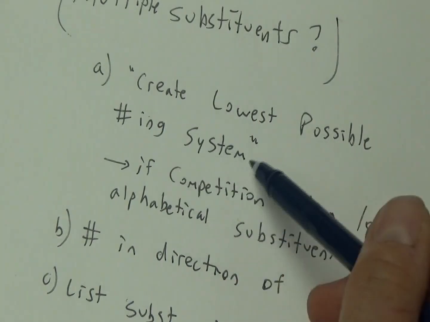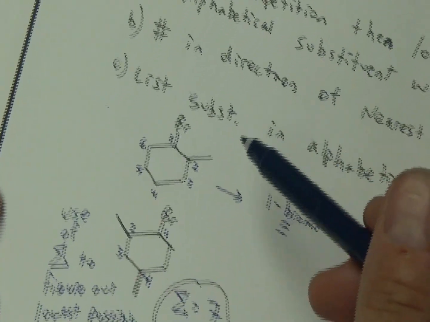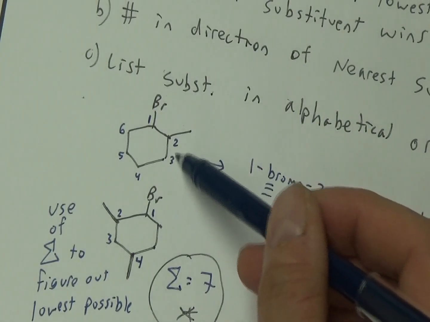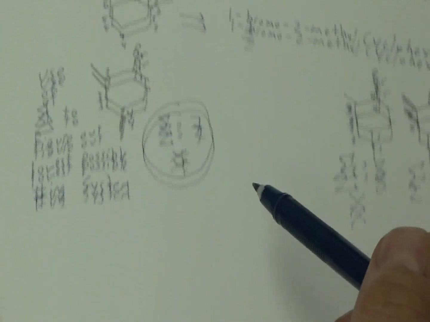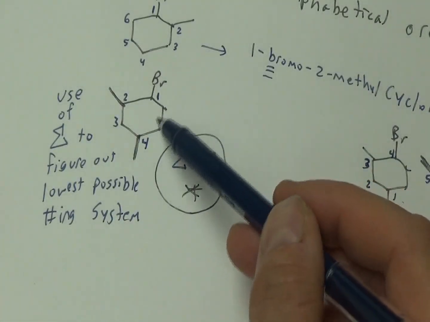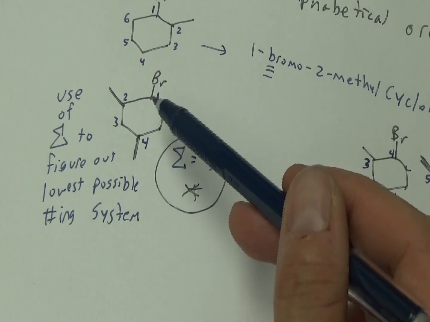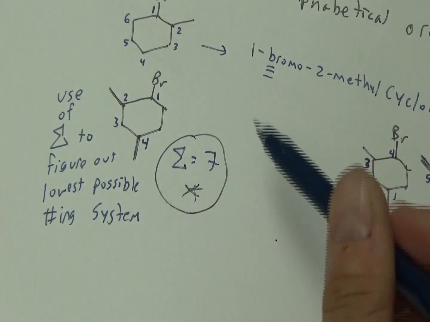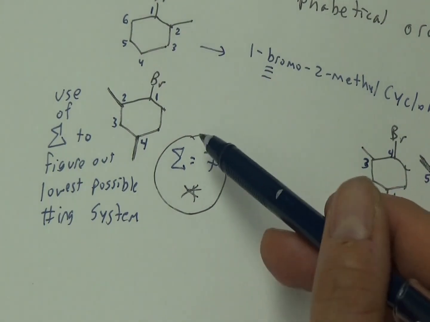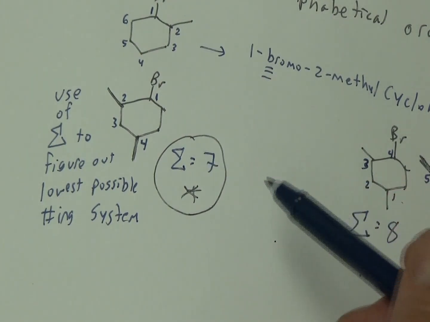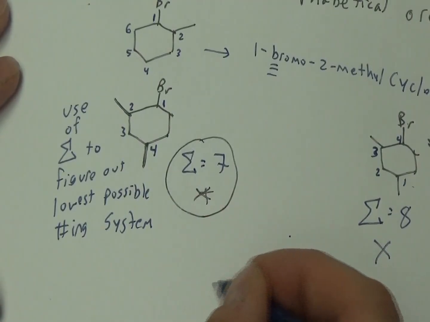Create the lowest possible numbering system. That's the first thing you have to do. In the previous molecule, either direction was the same, and that's why we used the bromine as the tiebreaker. But in this case, the lowest possible number puts the substituents near each other, and that's why it's 1, 2, 3, 4, and that's why this wins. So we have the numbering system. How do we name this molecule now? Okay, so let's see. Maybe start with the end of the name. Cyclohexane.